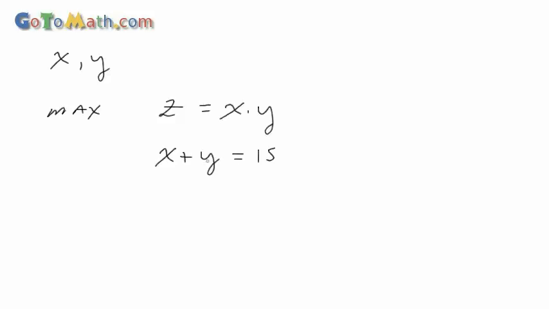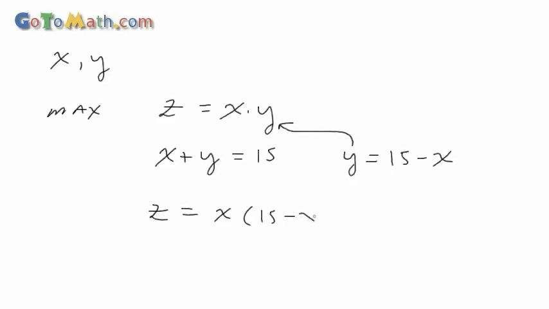I'm going to go ahead and stick with solving for y. So y is equal to 15 minus x, right? So we solved for y in this problem. And now what we're going to do is take this and plug it into here, right? So we have z is equal to x times 15 minus x, right? And let's go ahead and distribute that x across. So we end up with 15x minus x squared.